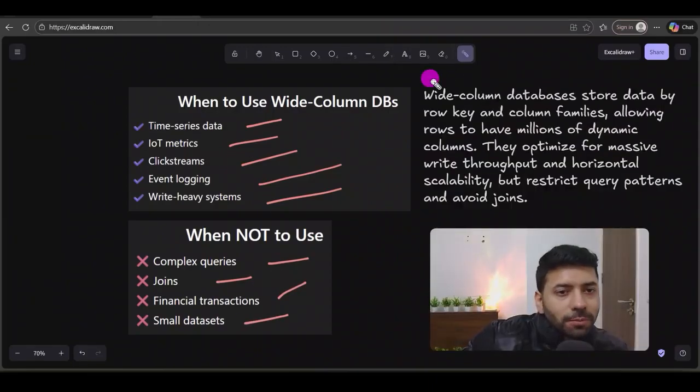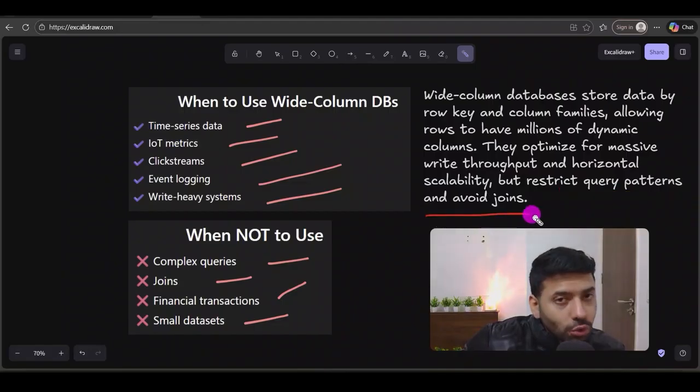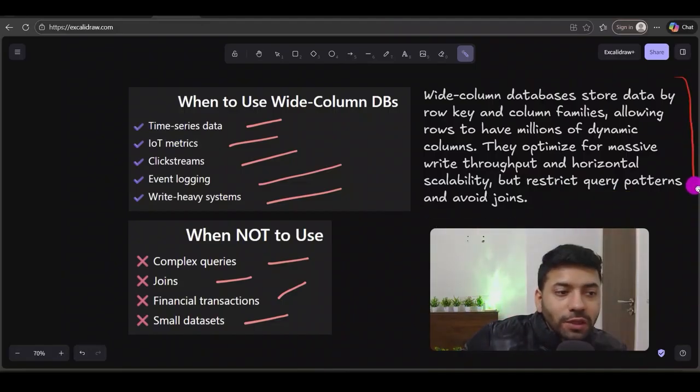So if I give a brief summary of wide column databases: they store data by row key and column families, and they allow rows to have millions of dynamic columns. They are optimized for massive write throughput and horizontal scalability, but restrict query patterns and avoid joins. So these are a few of the things that we learned about wide column databases.